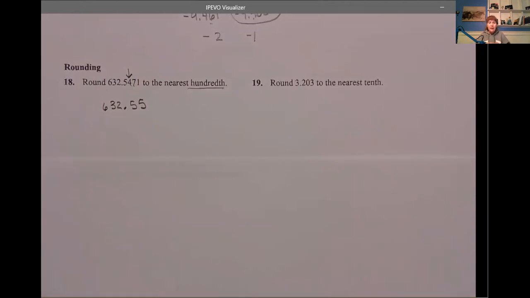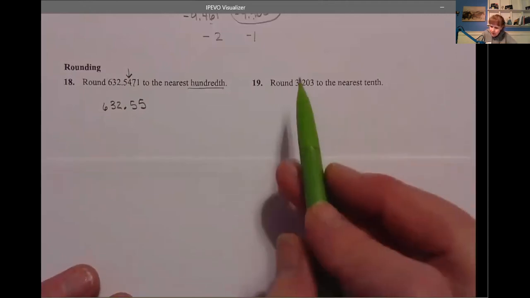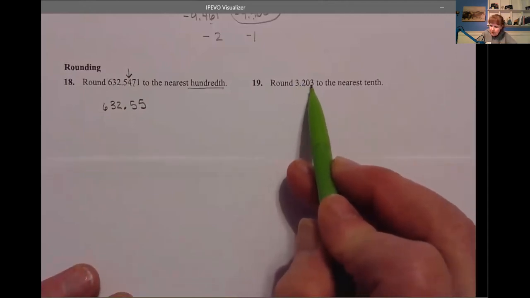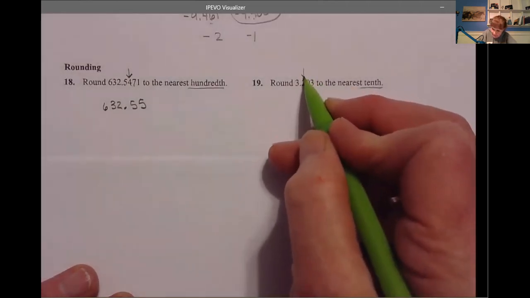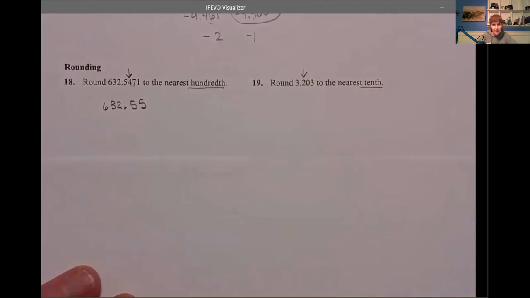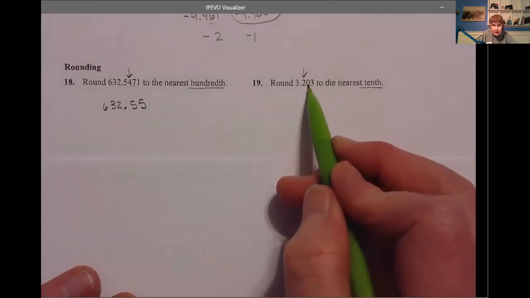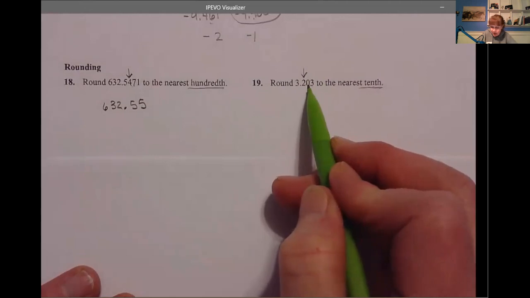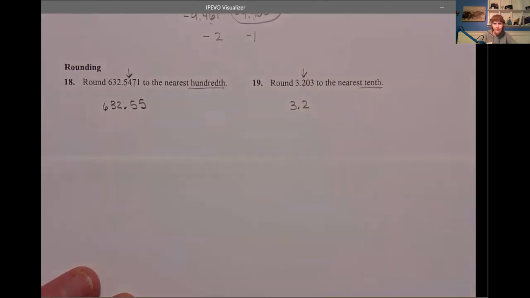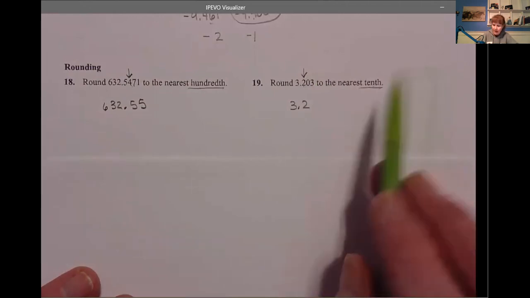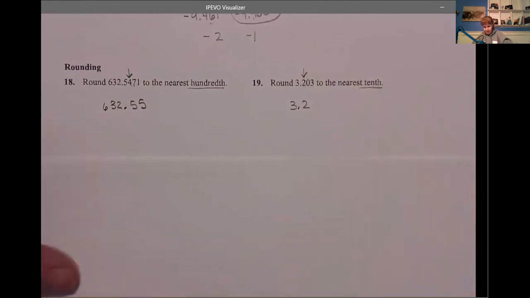Okay. Let's do another one. Round 3.203, tenths, hundredths, thousandths, to the nearest tenth. So we're going to go to the tenth spot, which is right after the decimal. We're going to look to the right. It's not 5 or larger, so the 2 is going to stay. 3.2. We didn't have to increase it. And then we just drop everything past the tenth.